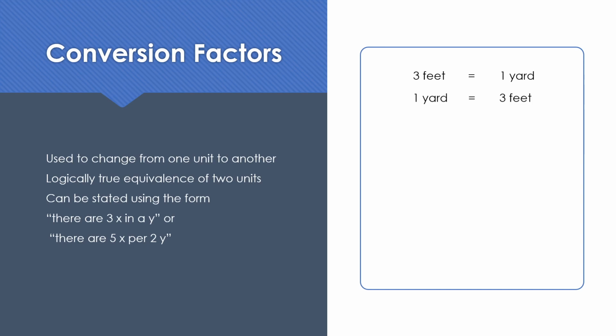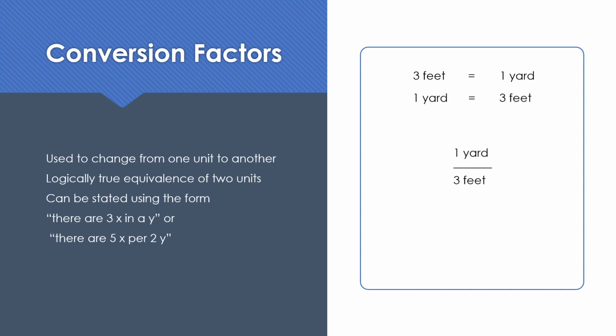We can also, and this is the more important part, set this up as a ratio. Okay, we can say that there are 3 feet per 1 yard, or that there is 1 yard per 3 feet. Okay, so because these are equal, right? Anything divided by itself is equal to 1. A conversion factor is functionally equal to 1. So you can put a conversion factor into your equation, and it doesn't change the value of the equation.